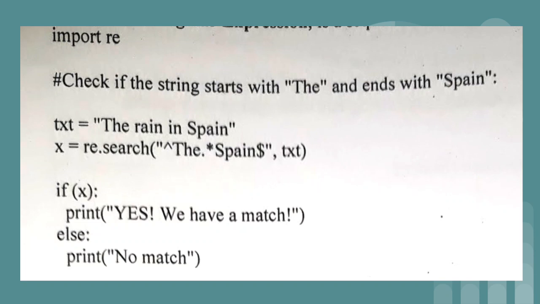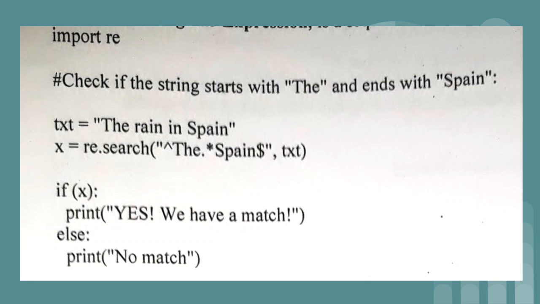So I hope this is clear to you. The caret is for the start of the text, and a dollar symbol is used to specify that the text before the dollar should be present at the end. Now in our case, the txt variable which I have initialized to "The rain in Spain", that particular sentence starts with the keyword "The" and ends with the keyword "Spain". It means x contains the true answer.